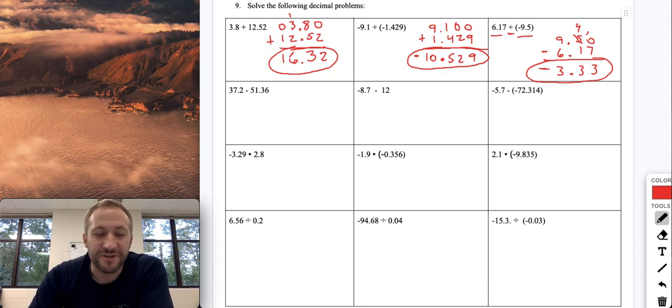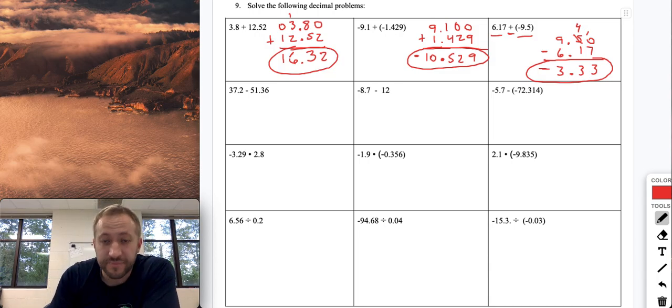Hey guys, welcome back. Let's do the last few problems on this relearn assignment. So this one down here, we already did the addition problems. So let's look down here.